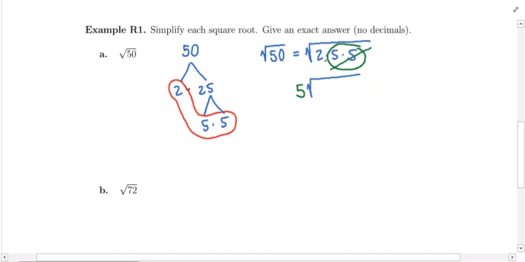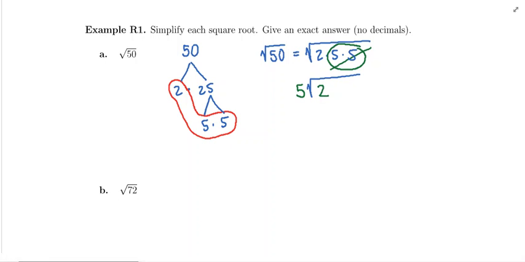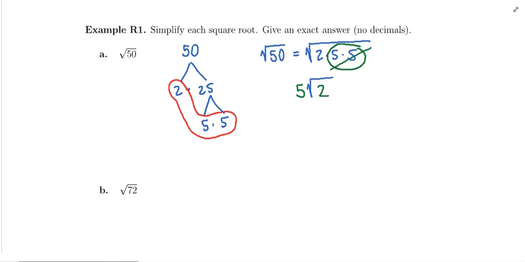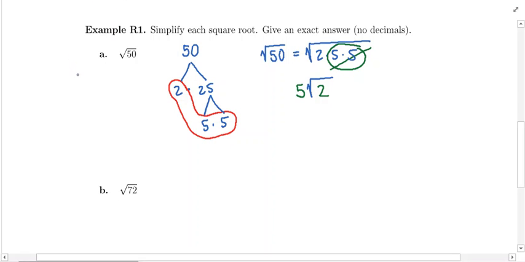2 was not paired up with any other number, so it's just going to stay under the square root. So we're done. That's it. What this is saying is that to simplify, it may not look simplified, but mathematically it's considered simplified. The square root of 50 is the same thing as 5 times the square root of 2.